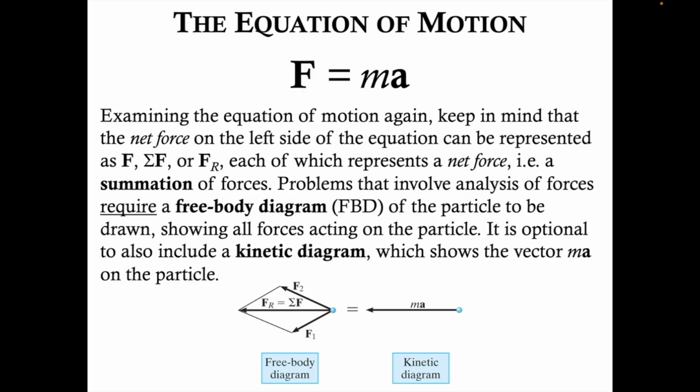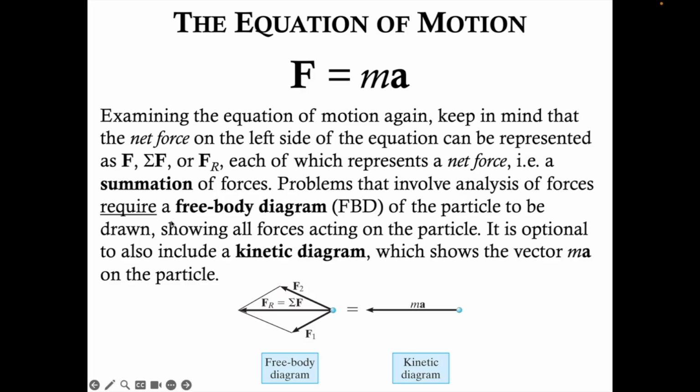the summation of forces. Problems that involve analysis of forces require a free body diagram, FBD, of the particle to be drawn, showing all forces acting on the particle. It is optional to also include a kinetic diagram, which is introduced in this chapter. That kinetic diagram shows the vector ma acting on the particle.